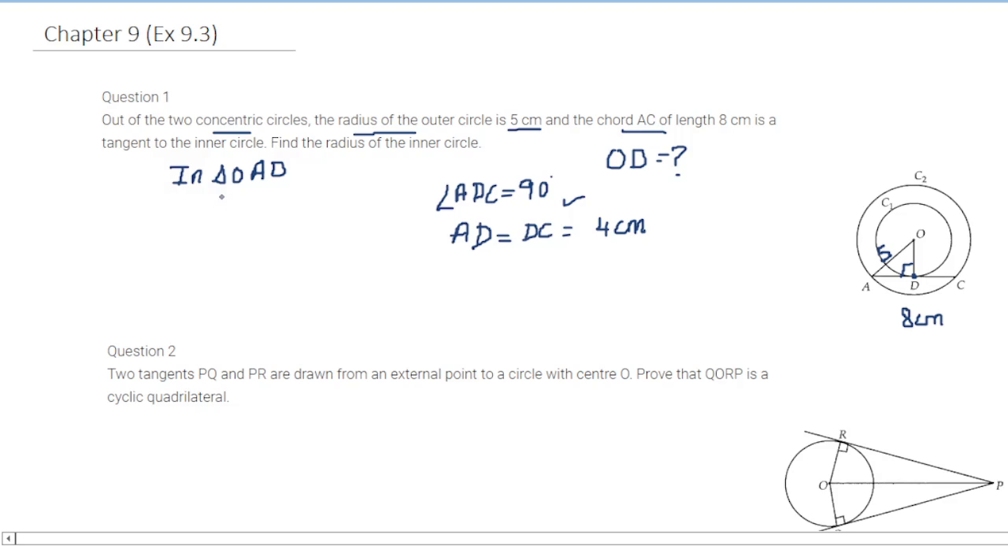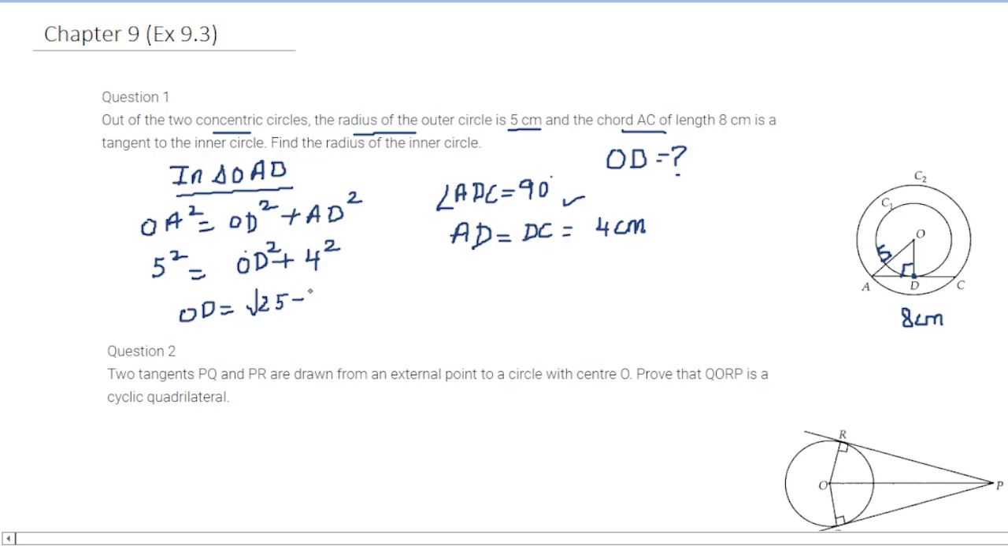Now coming to triangle OAD, we will use the Pythagoras theorem here. So OA square will be equal to OD square plus AD square. From here we can find OD. Let's plug in the values. 5 square is equal to OD square, which we have to find, plus AD square, and AD is 4. So OD will be equal to square root of 25 minus 16. So OD is 3 centimeter.